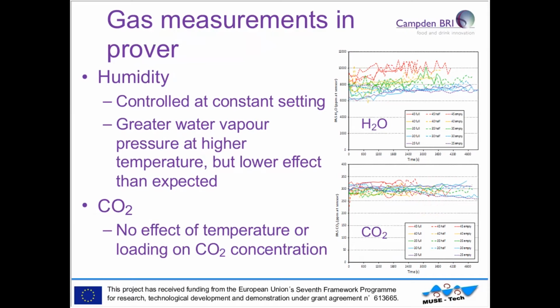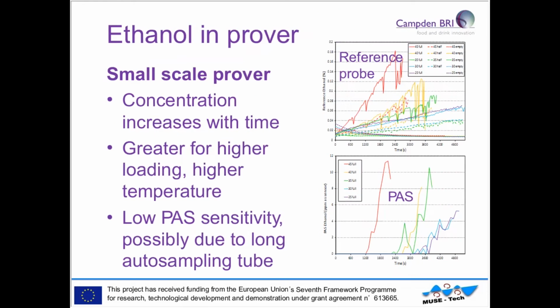For carbon dioxide, we also see no variation. That's a bit of a surprise. We would expect elevated levels in the prover. We're not fully sure what's going on there. We think possibly we're just recording ambient and it isn't long enough for the CO2 to work its way down the tube to the detector.